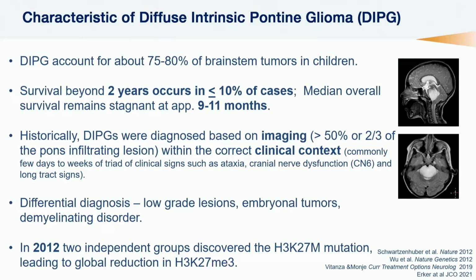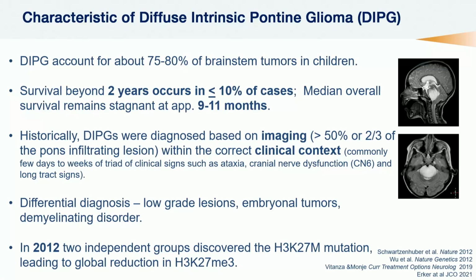To give an overview of the disease, diffuse intrinsic pontine glioma, DIPG, accounts for about 75 to 80% of all brainstem tumors in children. And survival remains very poor despite really exciting developments that we are learning as a community in understanding the biology and also introducing new therapies.